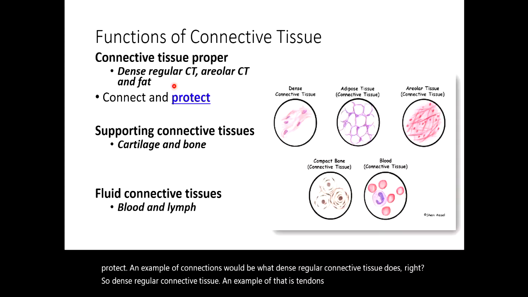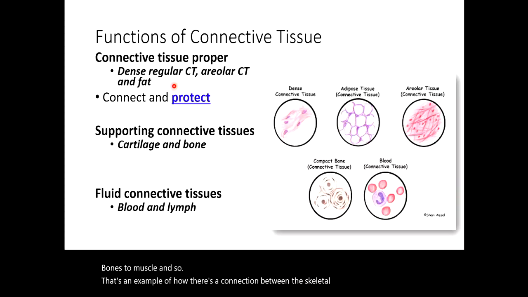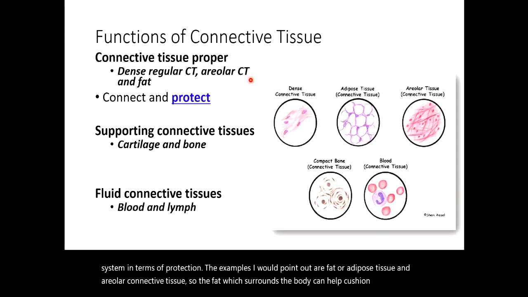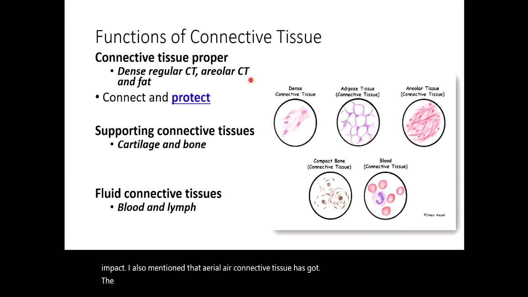Tendon will link bones to muscle, and so that's an example of how there's a connection between the skeletal system and the muscular system. In terms of protection, the examples I would point out are fat or adipose tissue and areolar connective tissue. So the fat which surrounds the body can help cushion against physical impact. I also mentioned that areolar connective tissue has the ground substance, which is this viscous jelly-like material which can absorb shock as well, right?